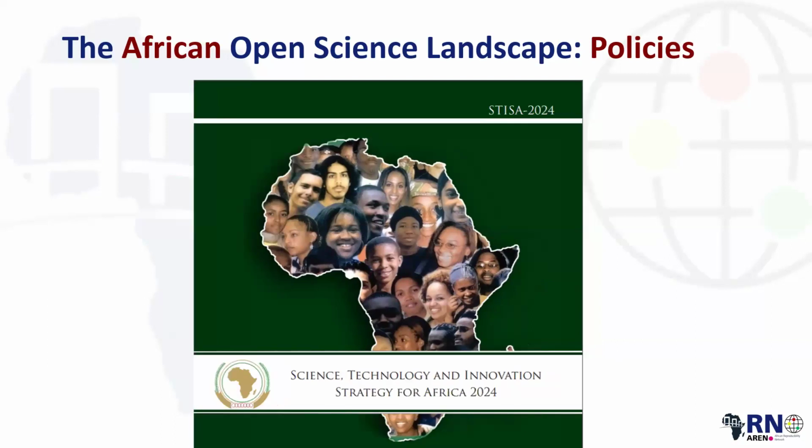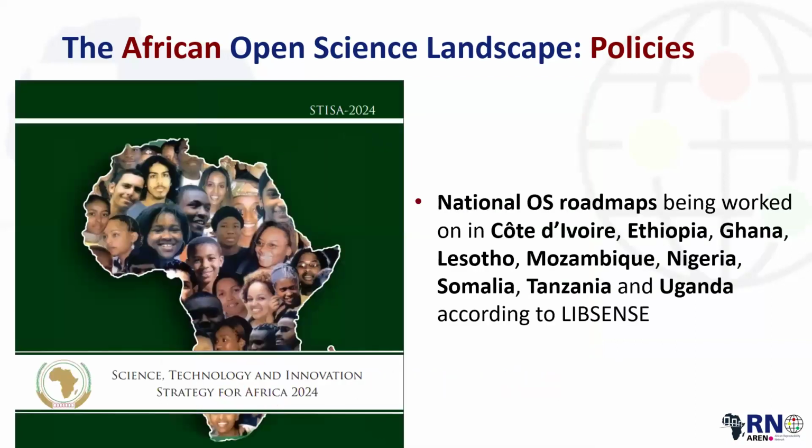And then when we look at the LibSense platform, you realize a number of countries in Africa are looking at establishing open science roadmaps, and at how they can ensure institutions, researchers, and other stakeholders within their countries are adopting OS principles. So we have one currently going on in Cote d'Ivoire, Ethiopia, Ghana, Lesotho, Mozambique, Nigeria, Somalia, Tanzania, and Uganda. There is the likelihood that these countries are going to increase.